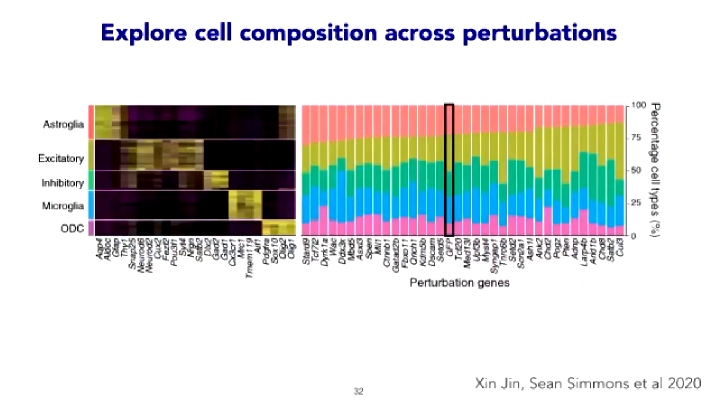Now we can ask, what is the cell composition across the different perturbations? Are there some perturbations which favor some cell types over the other just because of their effects on transcription? So here's another example from the same study where for these 5 cell types, we can have a look at how the composition varies across the perturbation genes.